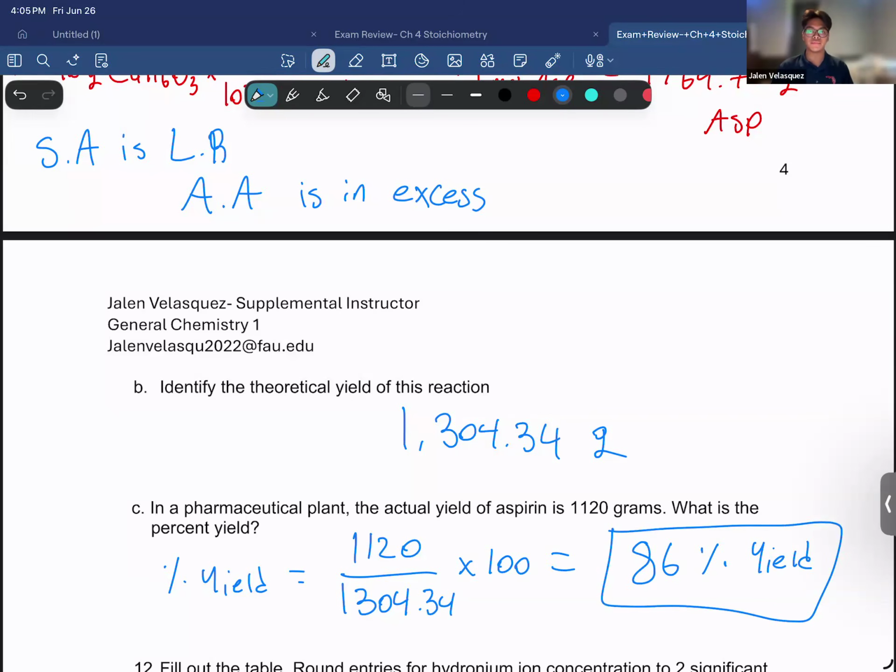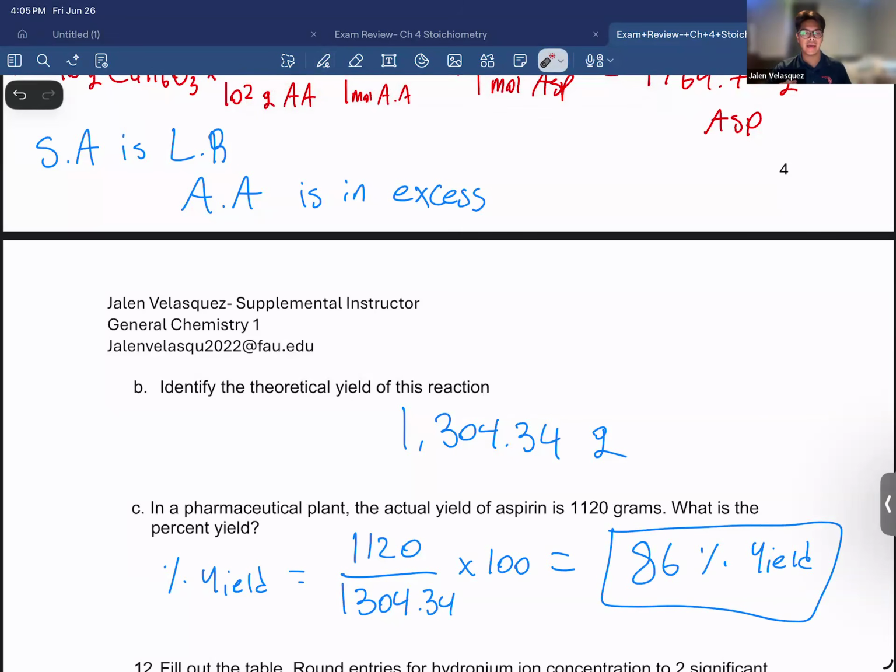which is really good, right? Like I was saying before, you're pretty much never gonna get 100% yields, right? There's so many things that go wrong. But an 86% yield is really good. If this pharmaceutical plant had, say, a 20% yield, that would not be efficient. Because aspirin is a drug, you're selling it. If you had a low percent yield, you're probably going to be spending more money on the equipment and stuff than you will selling it.